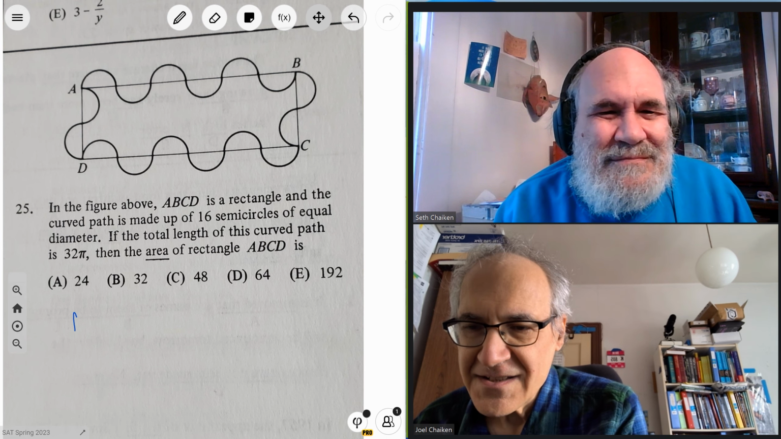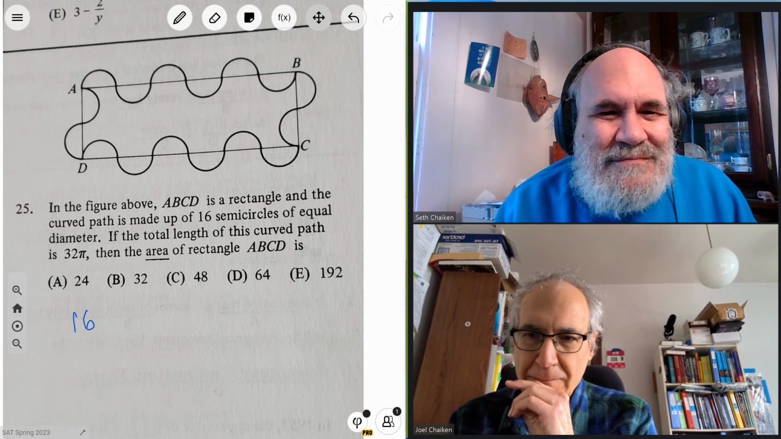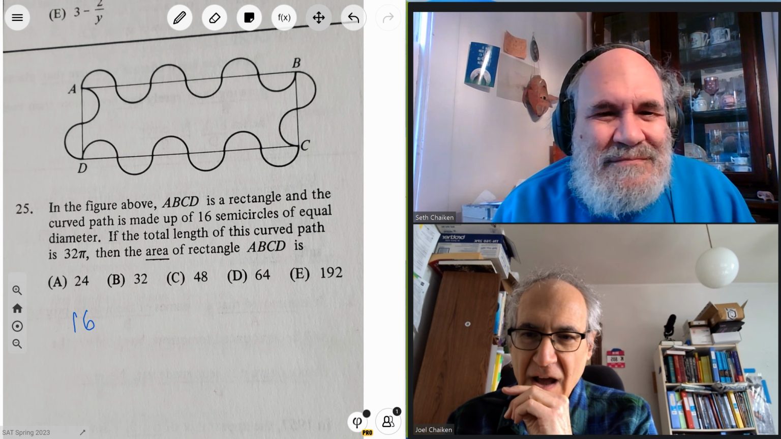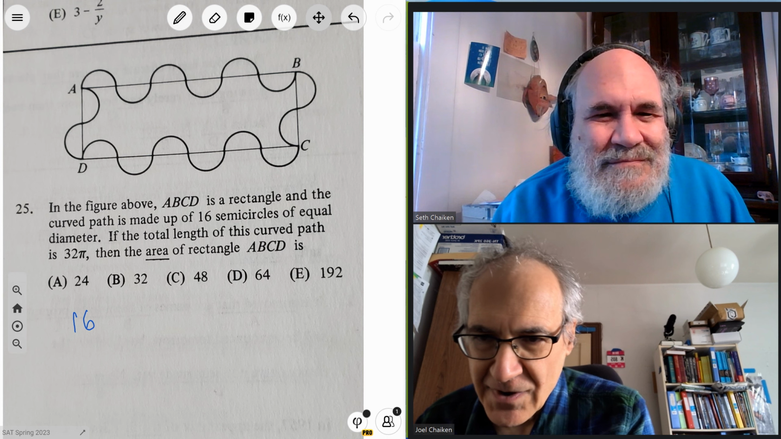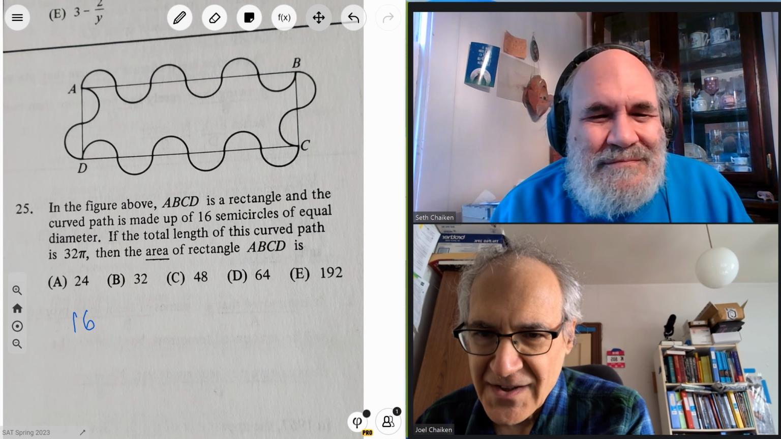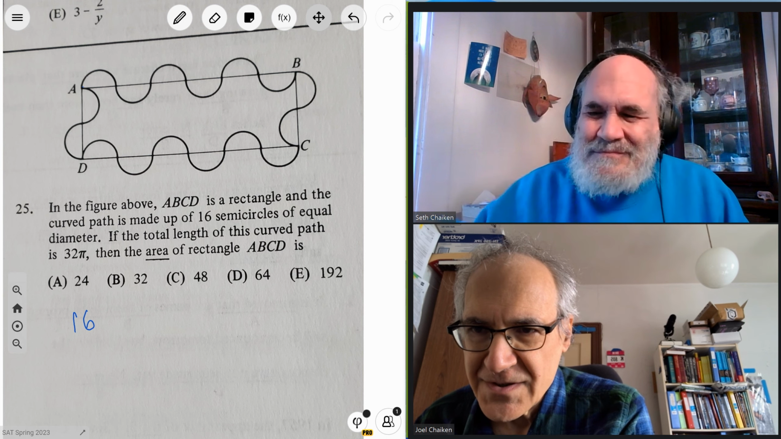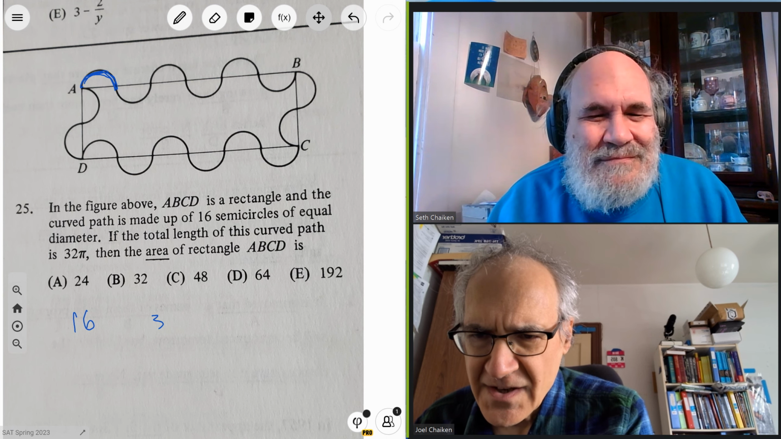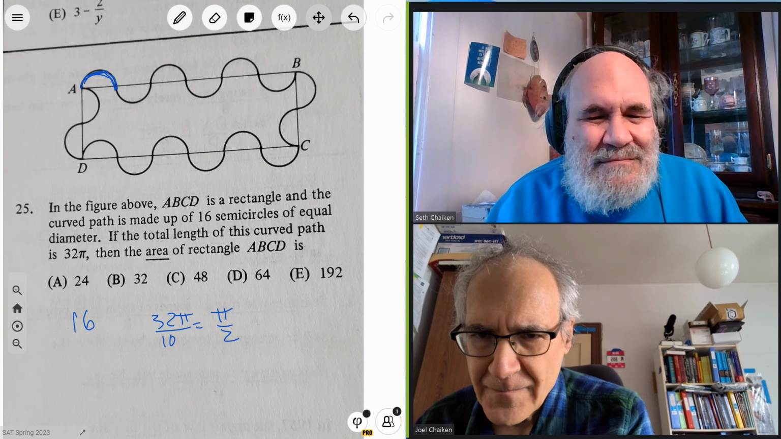We have 16 of these guys, right? And the total length of the curved path is 32. That means that the length of one of the curves is 32 pi divided by 16, which is pi over 2? Is that right? The length of this is pi over 2?